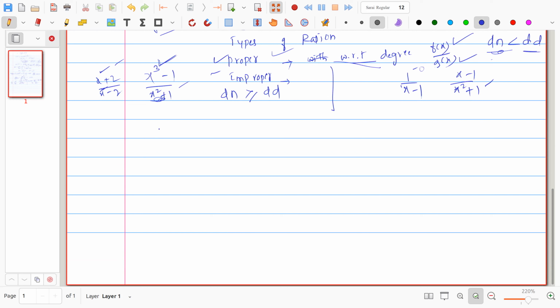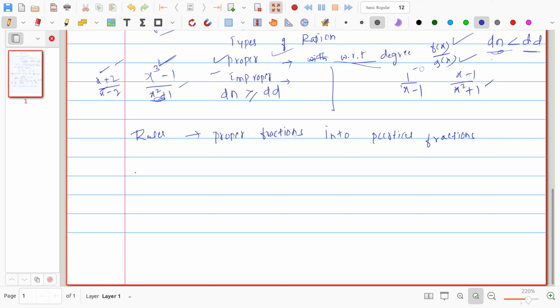And there are three rules for resolving the proper fractions into partial fractions.